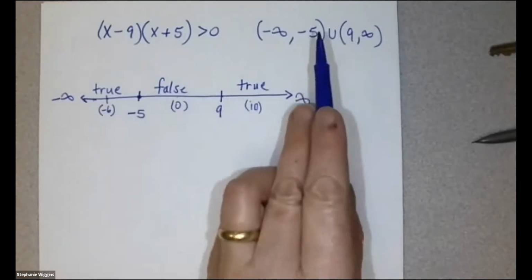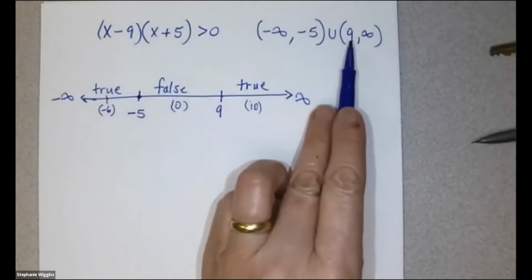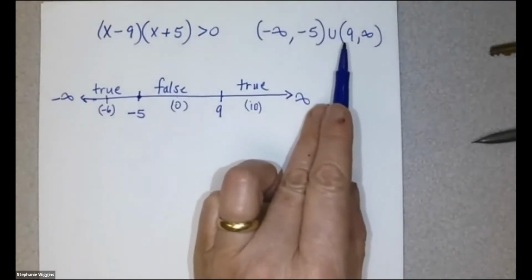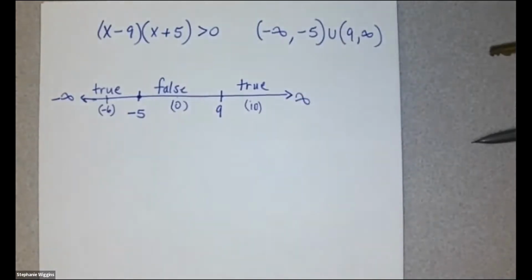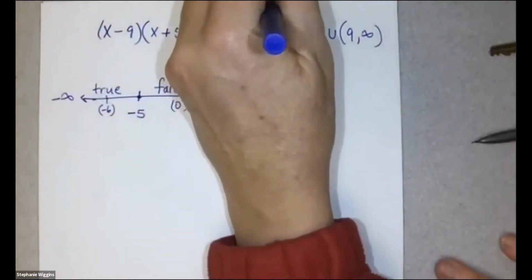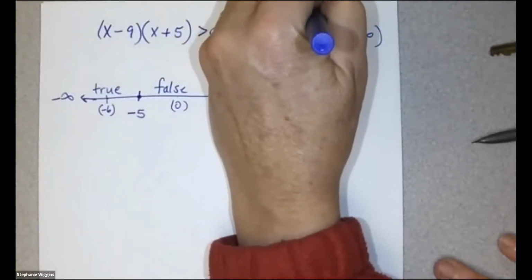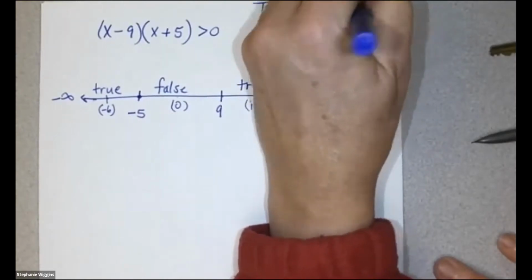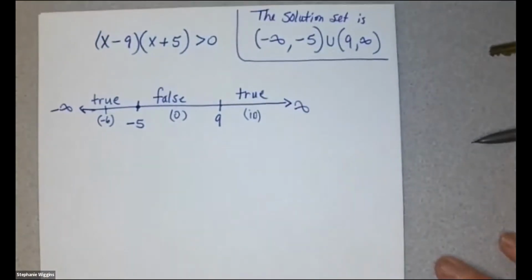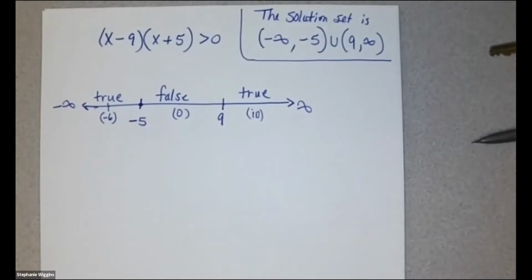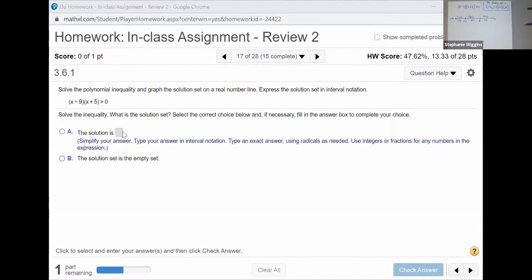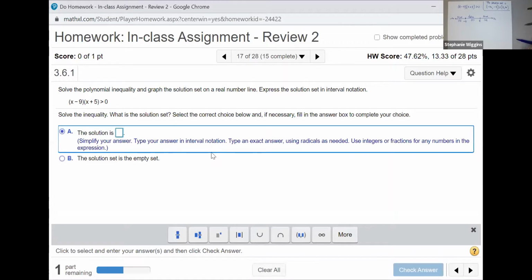So I throw out the middle, and I just have these 2 intervals, and I also throw out -5 and 9. That's why I have the open brackets, or the parentheses, if you will. And the solution set is whatever set of values causes the statement to be true. That's the solution set. And so there you have it. Any questions on that? Okay. And notice it says type your answer in interval notation, so that's what I'm doing here.